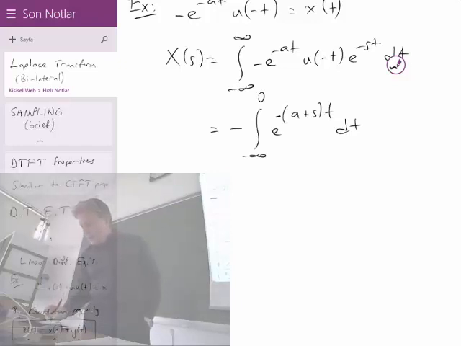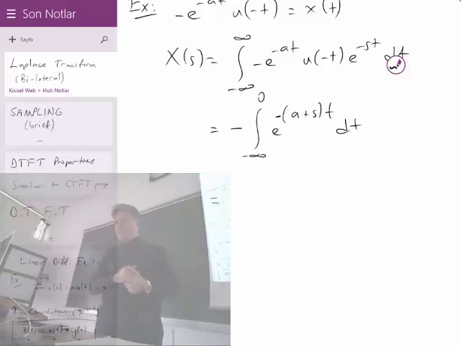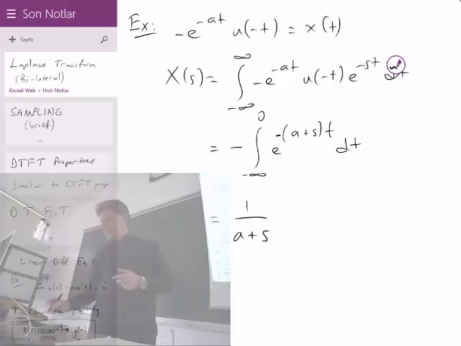And when you evaluate this thing, if it converges at minus infinity, you have to make sure that for certain sigma values it must converge at t is equal to minus infinity, and if it converges down to 0, and in that case you will find this integral to be equal to 1 over a plus s again, if it converges.